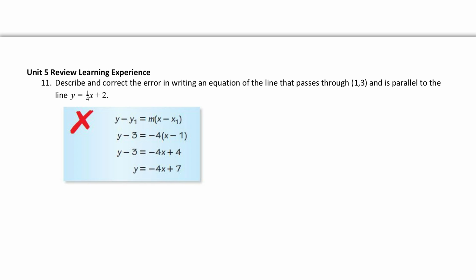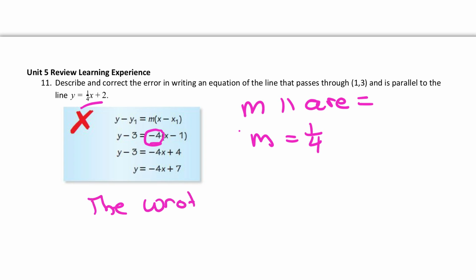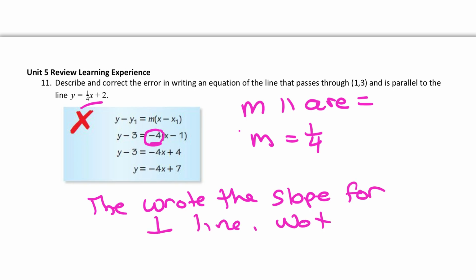So the slopes of parallel lines are equal. Well, the slope of this line is equal to 1 over 4. So the slope that they plugged in here, they did the opposite reciprocal. So what they did is they wrote the slope for the perpendicular line, not the parallel.